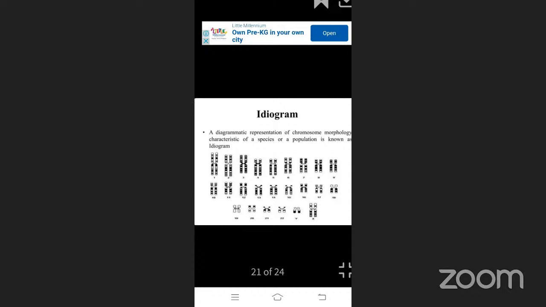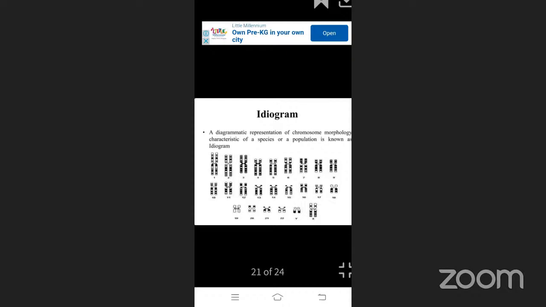According to this model, the nucleosome is a disc-shaped structure about 11 nanometers in diameter and consists of a core particle of histone proteins and a small spacer or linker DNA. So here core particles are there and spacer DNA is also present.